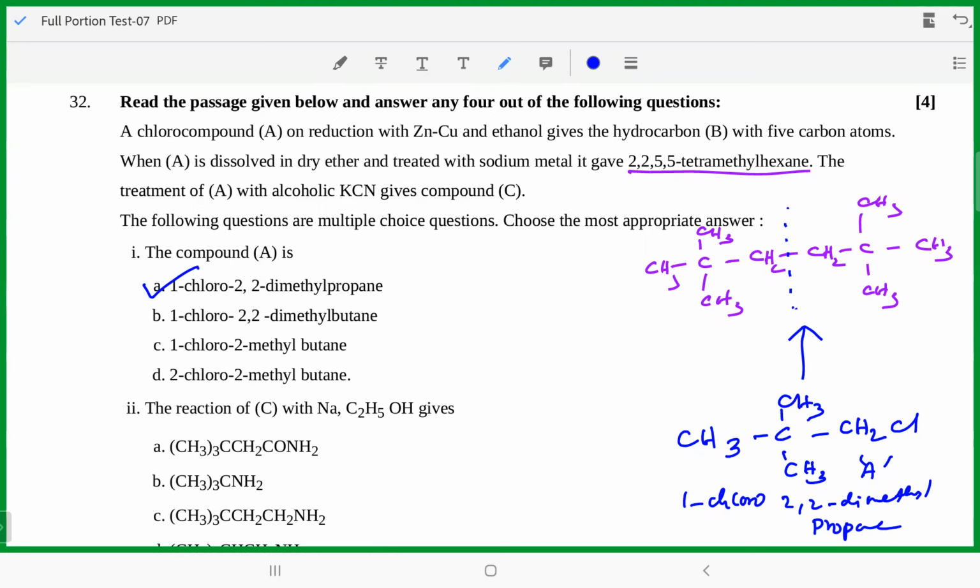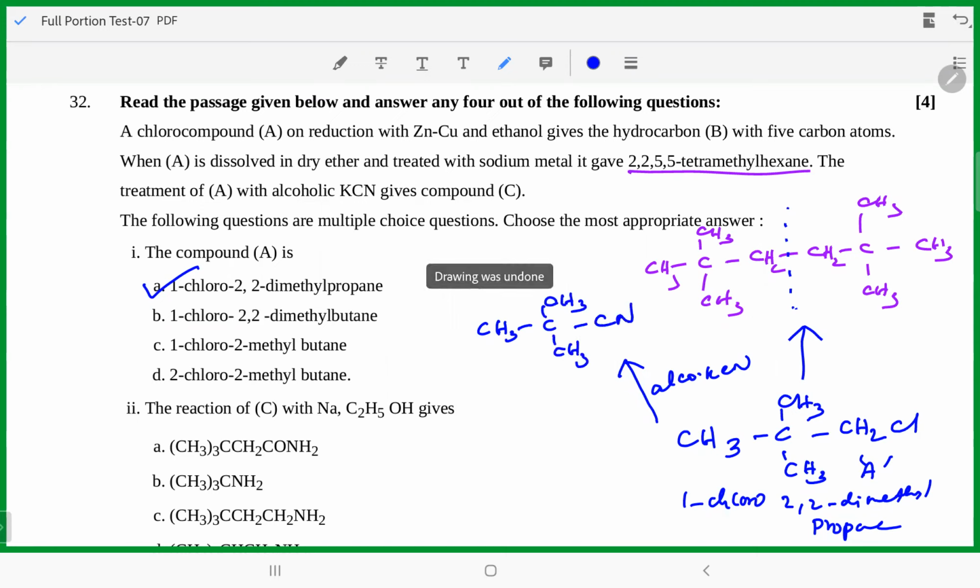Next, we have to find C. When A is treated with alcoholic KCN, it gives C. With KCN, the CN replaces the Cl. Sir, aqueous KCN will give this product, but alcoholic KCN will undergo elimination, like a double bond will be formed, right?